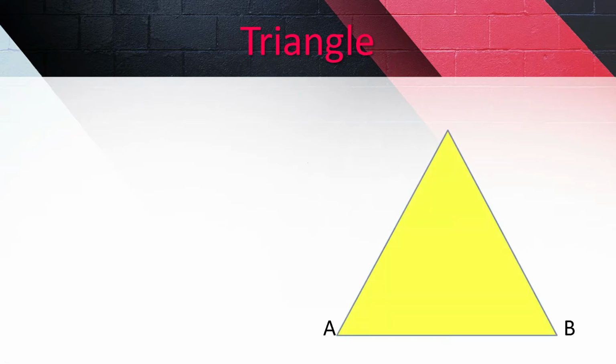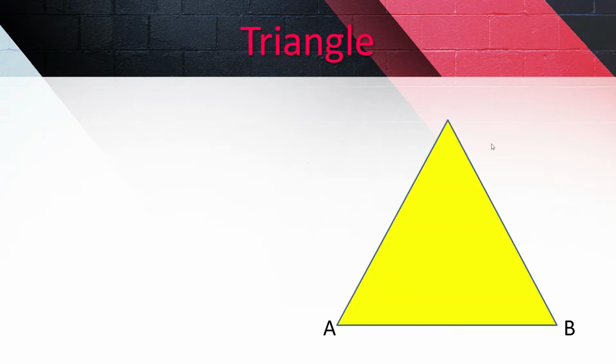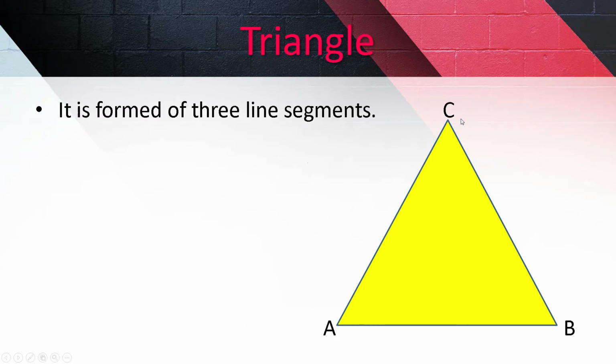Tri means three. So you can see here there is a geometrical shape having three sides. First one is AC, other one is AB, and then the third side is BC. Moreover, you can see here these sides are formed or composed of line segments.